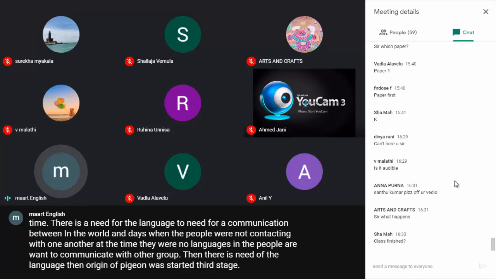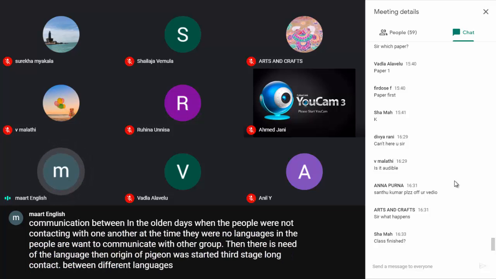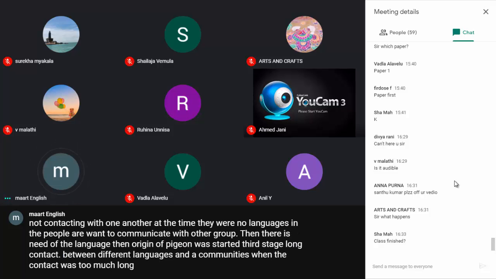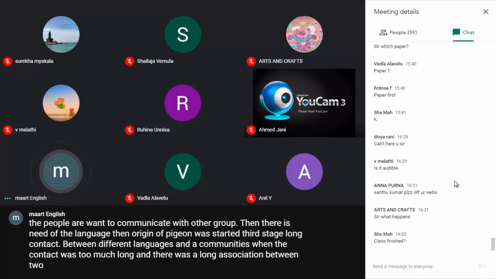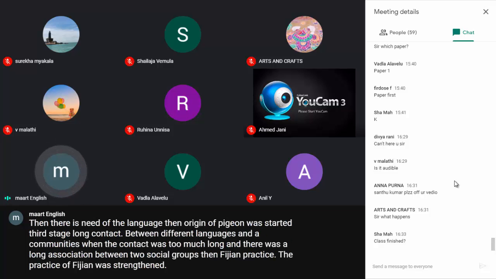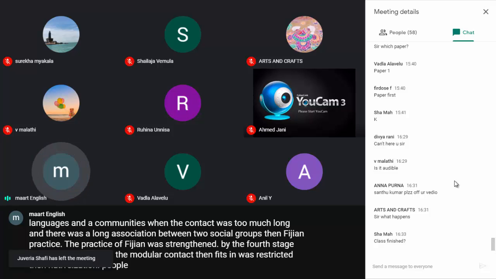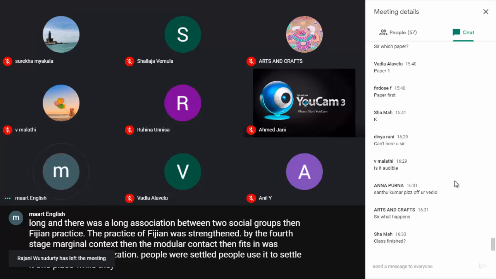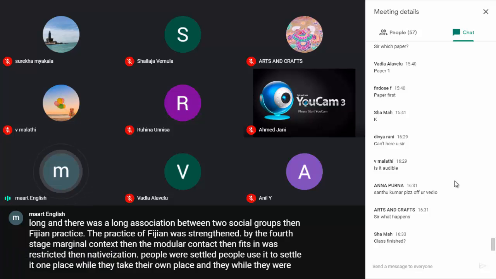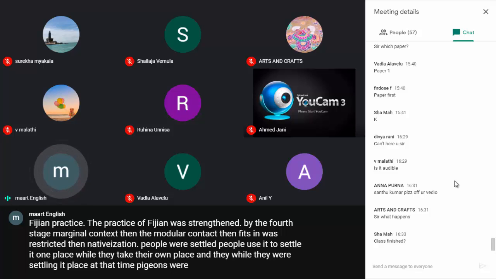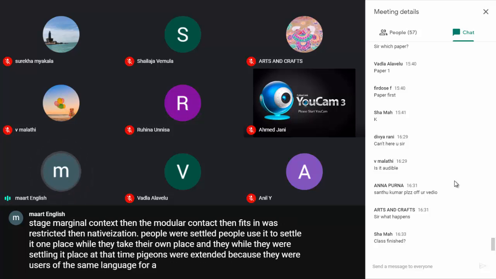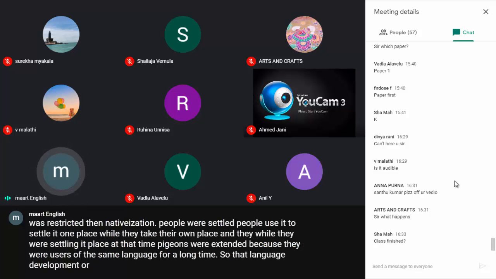Third stage, long contact between different languages and communities. When the contact was very long and there was a long association between two social groups, the practice of Pidgin was strengthened. By the fourth stage, marginal contact, Pidgin was restricted. Then nativization, when people were settled. People used to settle at one place, and while they were settling, Pidgins were extended because they were users of the same language for a long time, so language development could be noticed in that stage.